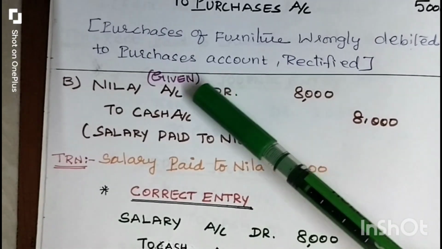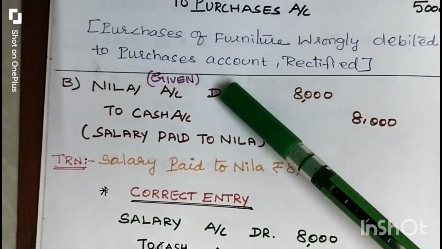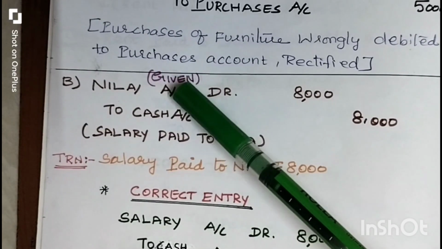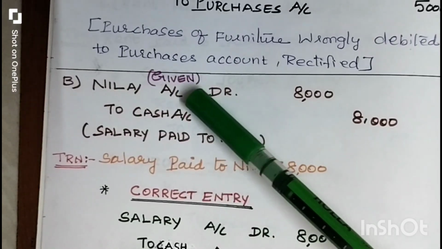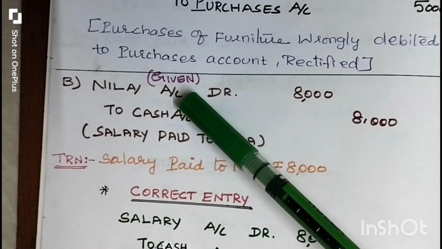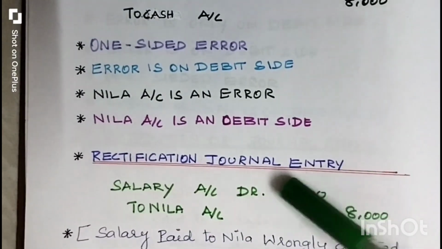So we found the error. It is on the debit side. Which account is the error? Neela account is the error. How can you rectify it? Neela account is on the debit side, so we have to credit it. Then the error will be rectified. So the rectification journal entry, this is the answer.